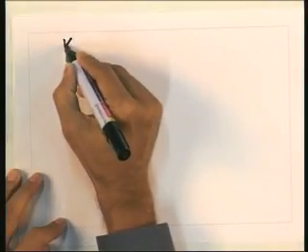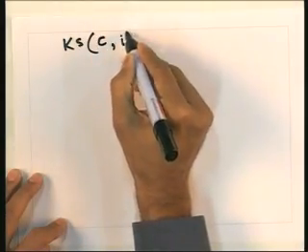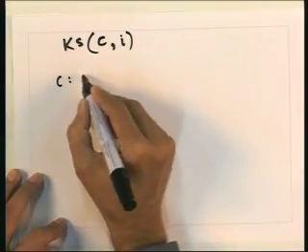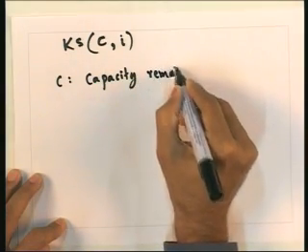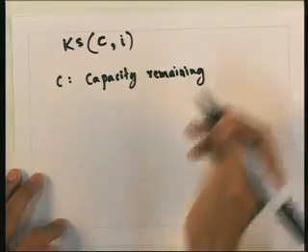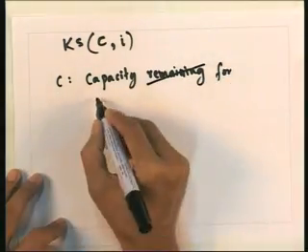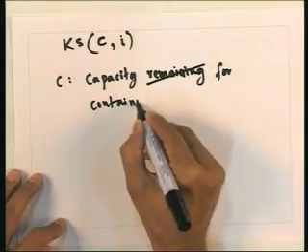Let me first write down the specifications of that procedure. I will call my procedure KS, and it will take two parameters, C and I. C is going to be the capacity, or actually I should say rather than remaining, the capacity given for solving the problem. Capacity for containing the solution.